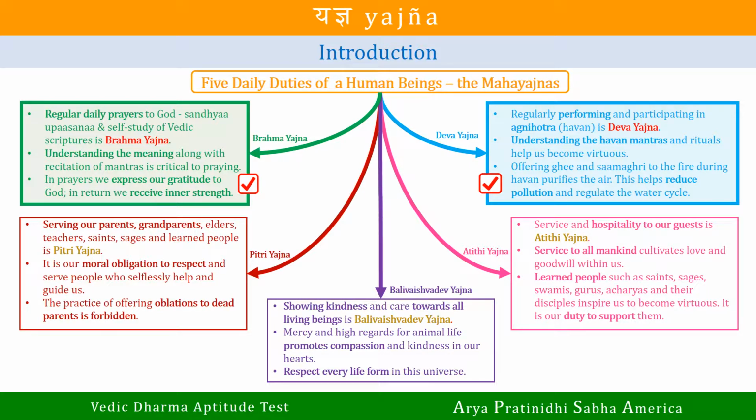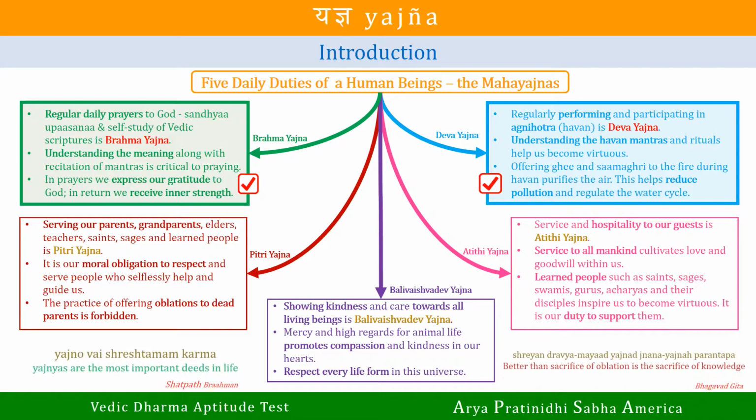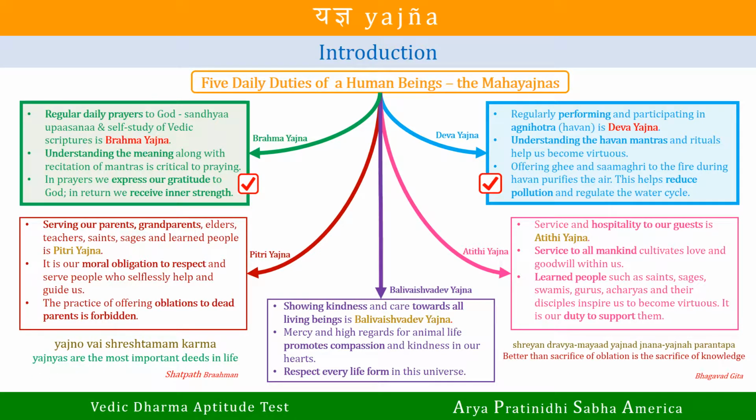Curious, do you know what our scriptures say about Yajna? As per Shatpath Brahman, Yajyo vai shreshtam karma. Yajnas are the most important deeds in life. In the 4th chapter of the Bhagavad Gita, which is known as Jnana Yoga, Yogiraj Sri Krishna tells Arjun, Shreyan dravyamayad yajnad, jnana yajnah parantapa. Sacrifice of knowledge is better than sacrifice of any oblations.